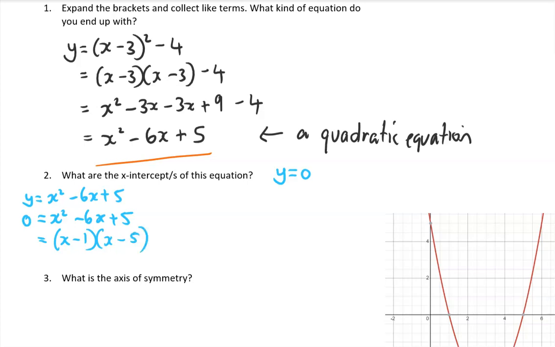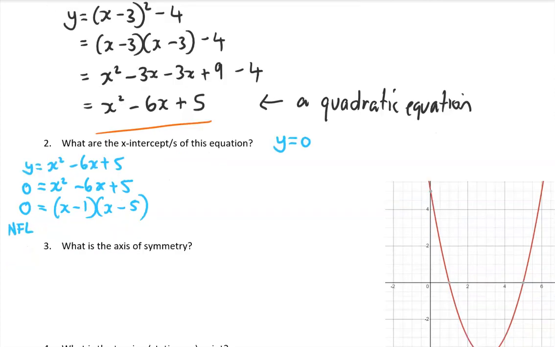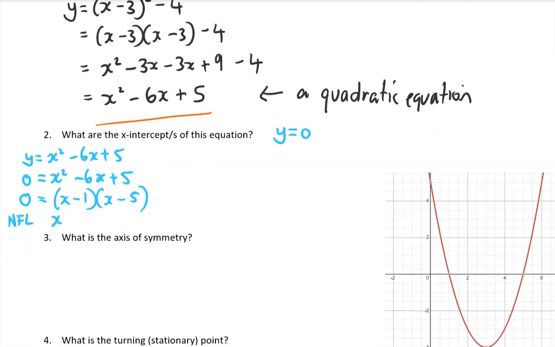So x minus 1, x minus 5. If I add those two numbers together, negative 1 plus negative 5 is negative 6. Negative 1 times negative 5 is positive 5. So we end up with our two factors, and then if you recall from a previous lesson, we use what we call the null factor law to find our x-intercepts. That means that we've got x minus 1 equals 0 or x minus 5 equals 0. That tells me that my x-intercepts are going to be equal to 1: if x minus 1 equals 0, then x equals 1. If x minus 5 equals 0, x will equal 5.